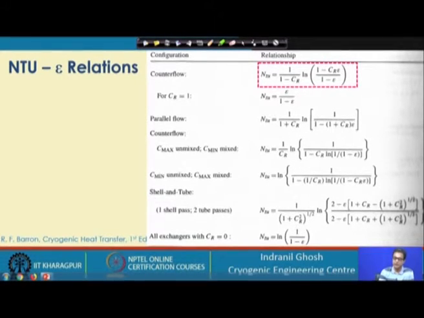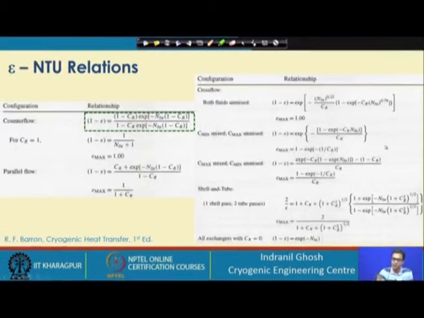But in case NTU is known and we are trying to find out the epsilon, in that case we will have a slightly different relation, given by, say, for the counter current exchanger, the corresponding expression would look like this. It is the same as before, except that the NTU and CR are on the right hand side as known, and 1 minus epsilon is on the left hand side. So, if the NTU and CR are known, we can directly calculate the epsilon from this expression.